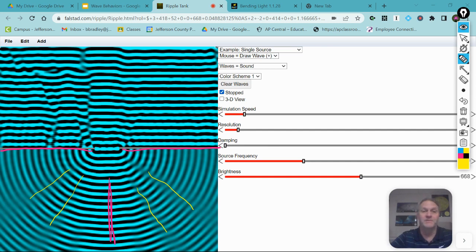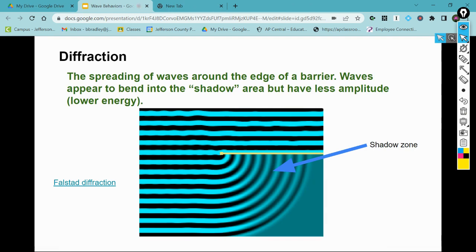Well, this is a really, really important thing. We're going to see this happen with light. We're going to see it happen with sound. But this is a combination of diffraction and interference happening at the same time, right? And when that happens, really cool things happen. Okay, so anyway, you're seeing diffraction in an example. And the way I would want to define diffraction again is simply the spreading of waves around the edge of a barrier. Okay, that's what diffraction is.